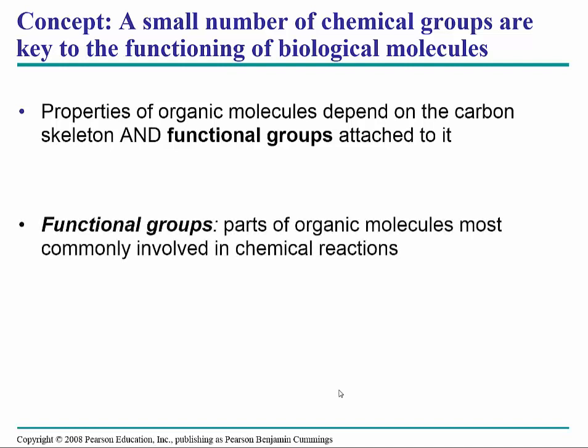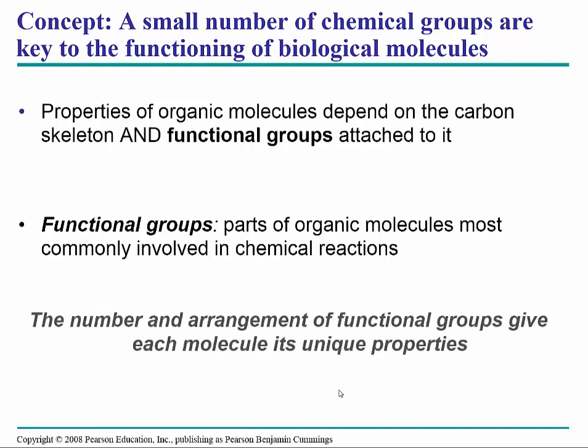Functional groups are just chemical groups. They're parts of organic molecules that are most commonly involved in chemical reactions. The number and arrangement of these functional groups give each molecule its unique properties. So which functional groups are on that molecule, how they're arranged, how many there are, that's what gives us the difference between molecules like testosterone and estrogen.